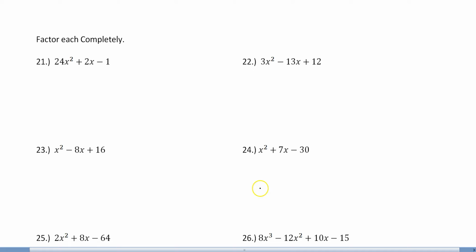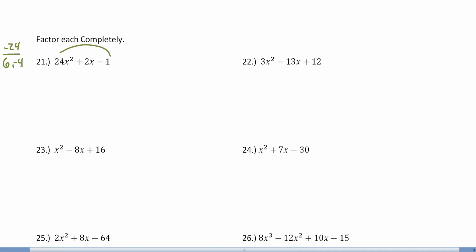Okay? So if I look at this first one, again, greatest common factor, there is none because this is 1. Okay? There's nothing I can divide out. So now I look at the number of terms. There's 3 terms, so I build a bridge. Okay? 24 times the negative 1 is a negative 24. So now I need 2 numbers that multiply to a negative 24 but add to a positive 2. That's going to be a positive 6 and a negative 4.